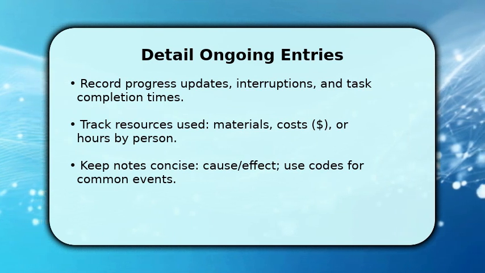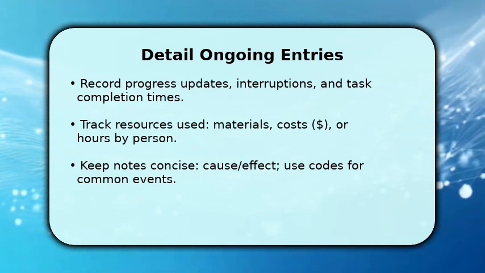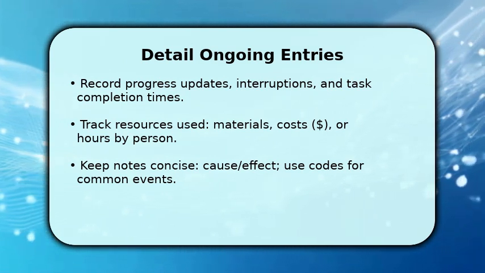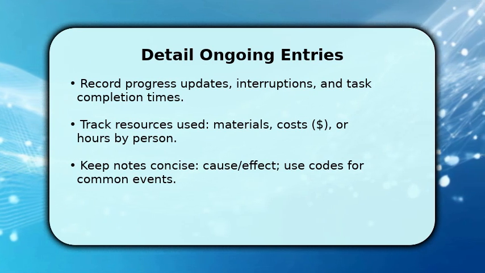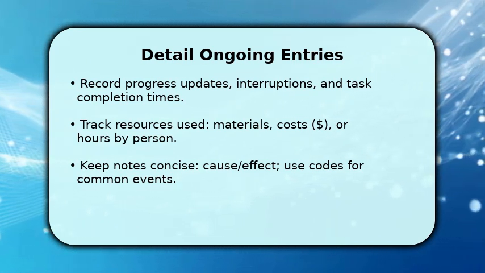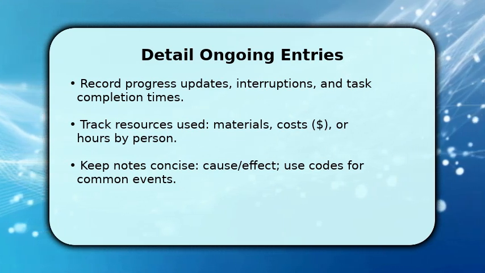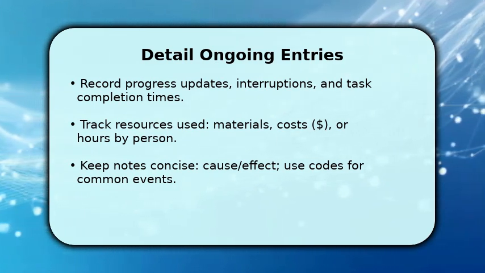Use concise cause/effect notes for each event. This helps identify patterns. If applicable, apply short standardized codes for recurring events to speed entry and ensure consistency. Regularly total columns, so you spot anomalies early and correct errors before they propagate.